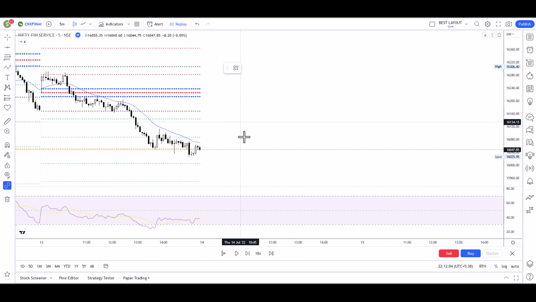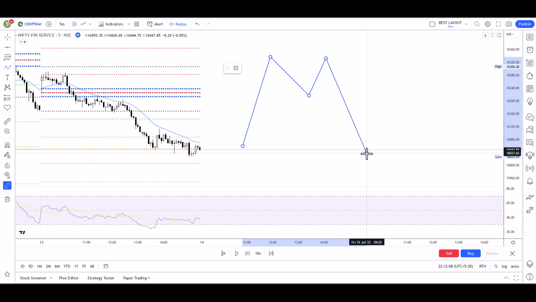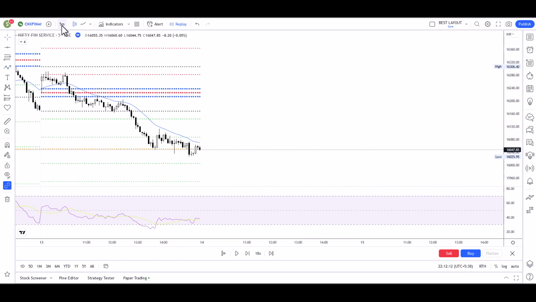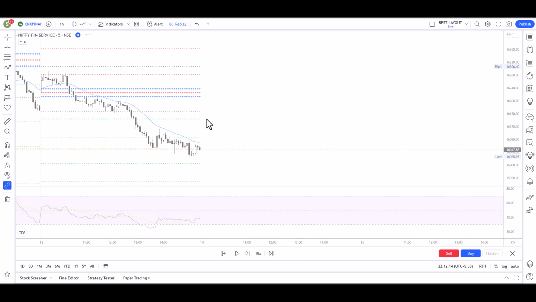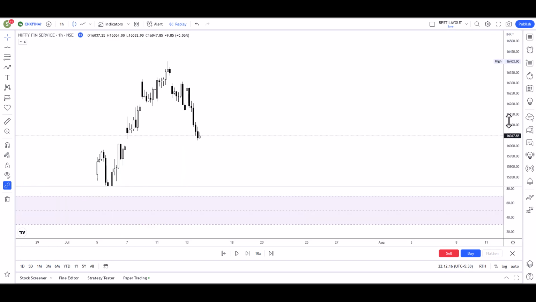Today, we shall be learning how to identify a double top pattern, and how to take the trade in intraday trading. First things first. To begin with, we shall mark the important levels on a 1-hour time frame chart.